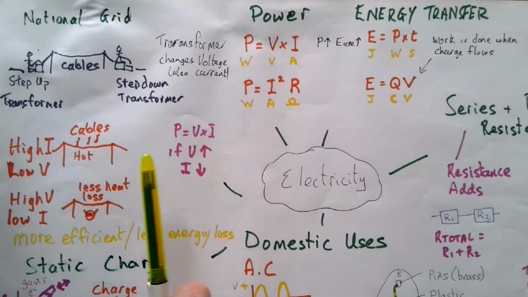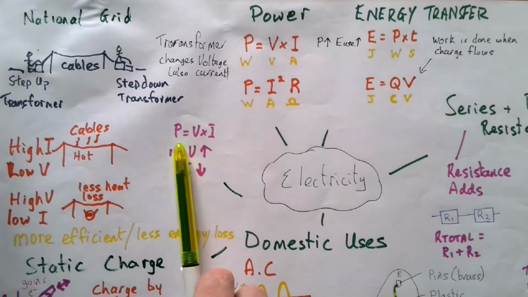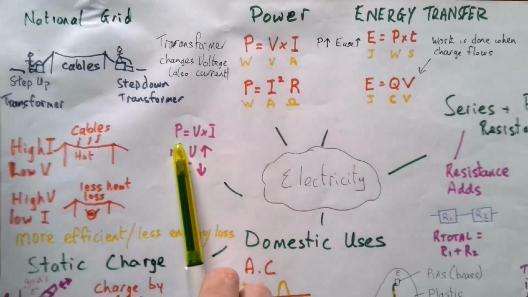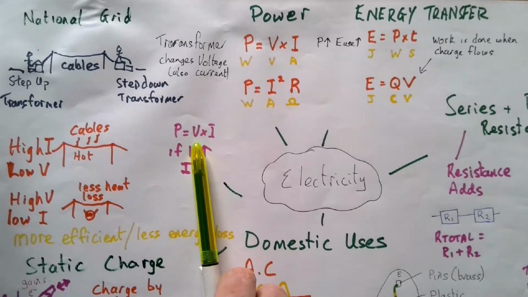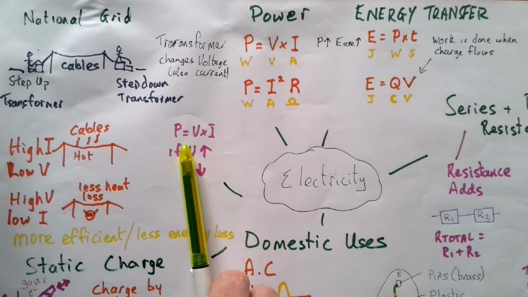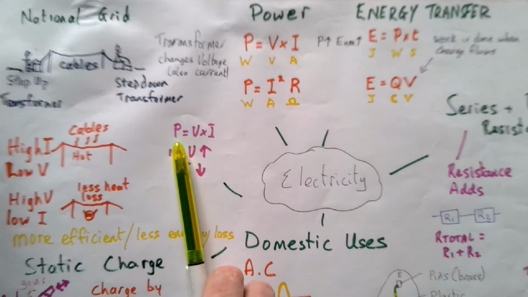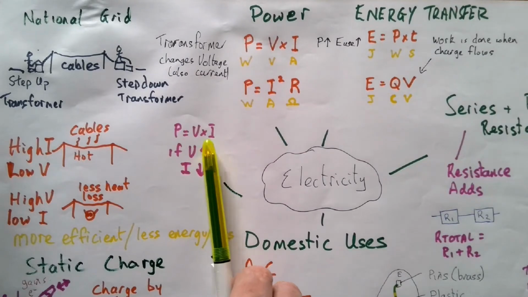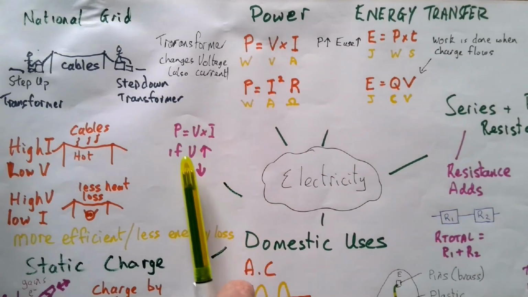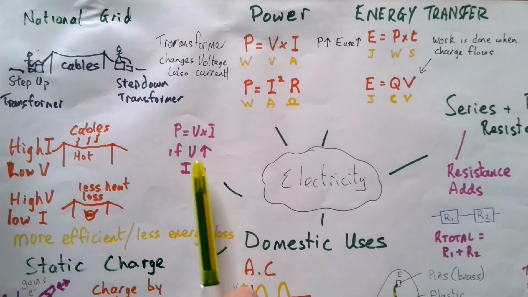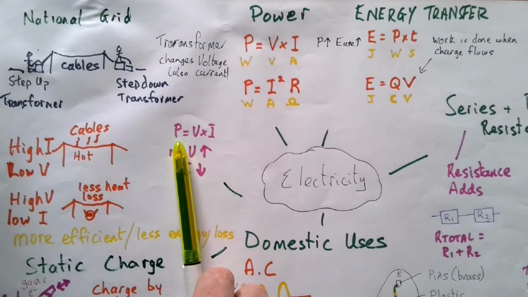Why we do that is to do with this equation: power is equal to voltage times current. So if I have 100 watts, that could be at 10 volts multiplied by 10 amps, which gives 10 times 10, 100. Or I could have done it at power 100 watts equals 100 volts multiplied by 1 amp. So 100 times 1 still gives you 100. So by increasing the voltage, you decrease the current, giving the same power output.